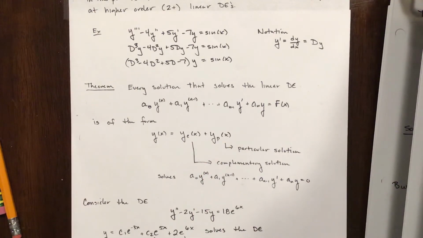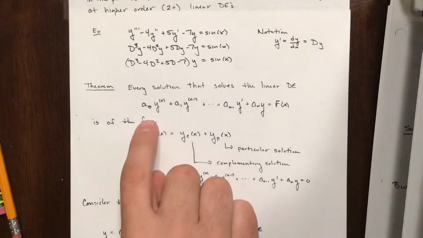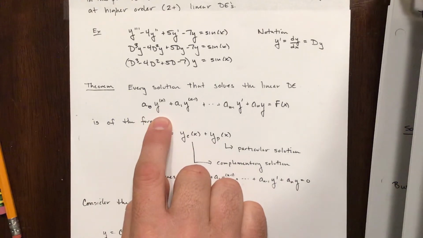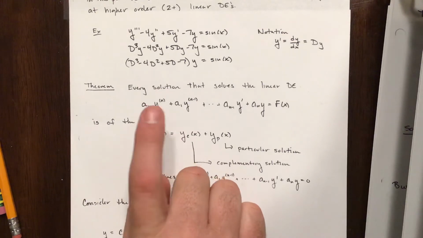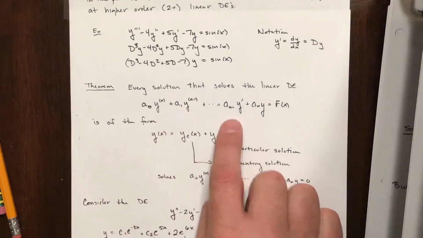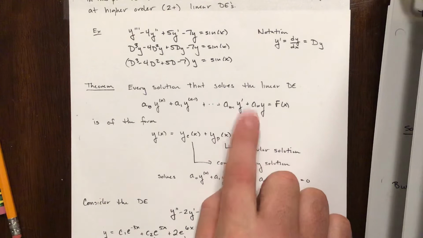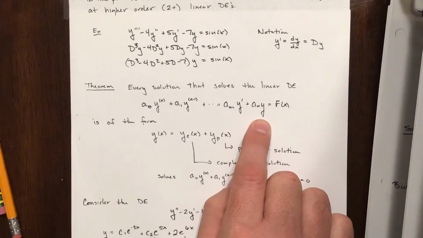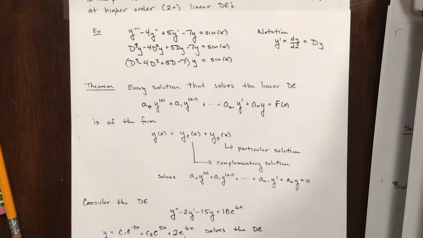Y sub c of x is the solution to the same differential equation, but not equal to f of x, but equal to 0. Now, keep in mind here, almost exclusively, the problems that we're going to be looking at for the rest of the quarter are going to be a scalar times some derivative of y. So scalar times the nth derivative of y plus scalar times the n minus first derivative of y plus scalar times the first derivative of y plus scalar times the 0th derivative of y. So really get familiar with that format for the rest of the quarter.